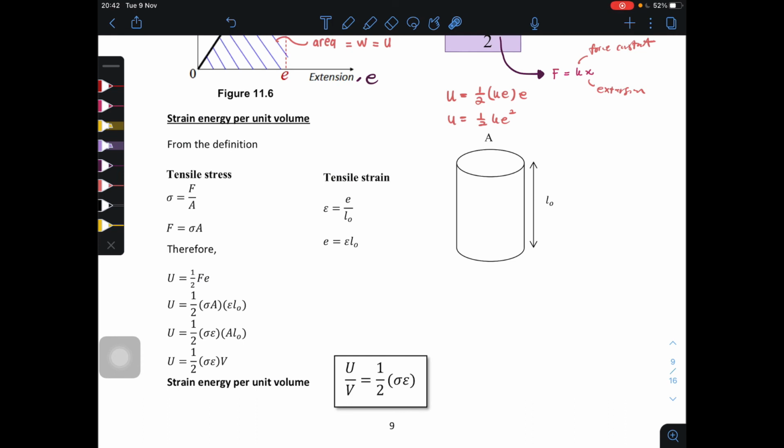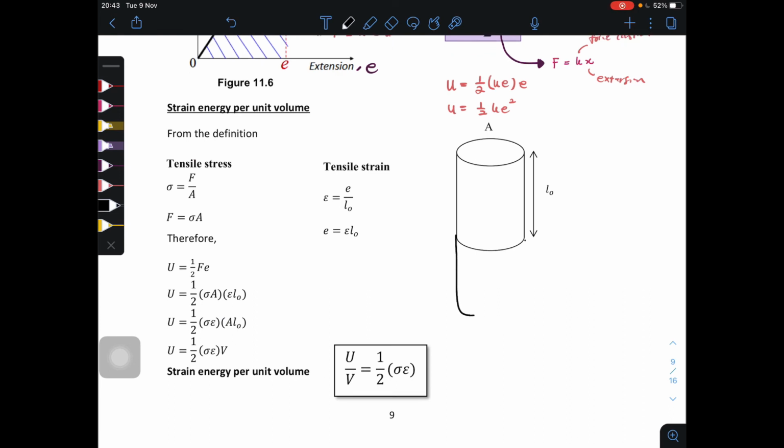Okay, next one, let's look at the strength energy per unit volume. Okay, when we have a material, a wire, so let's say this is a wire, okay, with a certain area and a certain length. Okay, apabila wire ni dia stretch, maksudnya, okay, let's say original value dia adalah 1 meter. And then kita akan stretch, so dia akan stretch macam ni lah. Maybe this is like 0.2 meter.